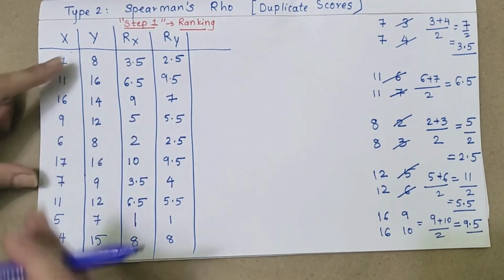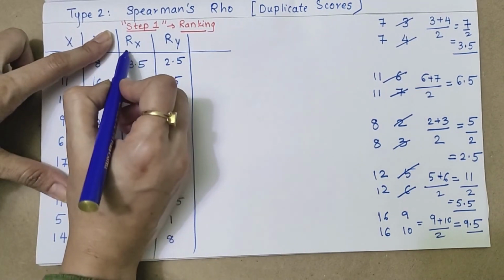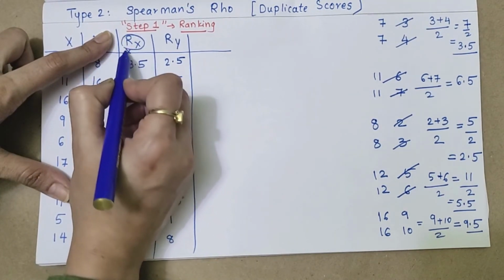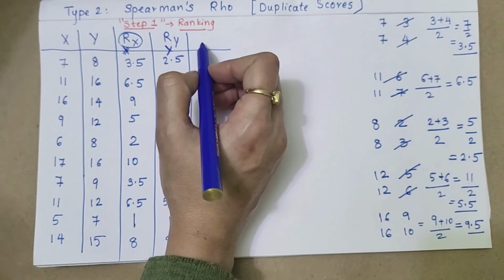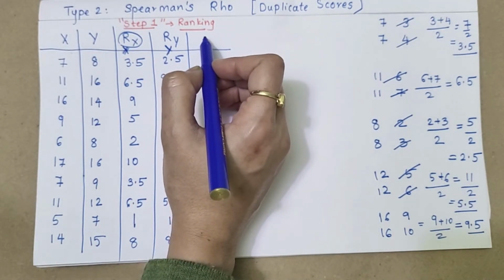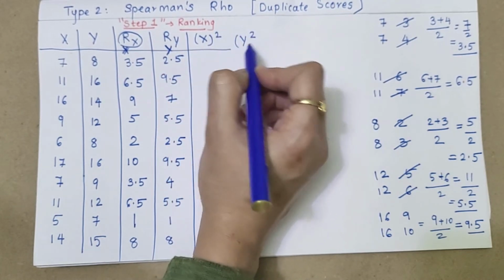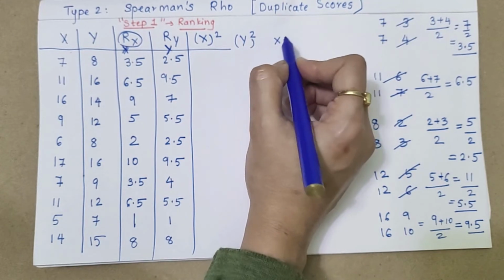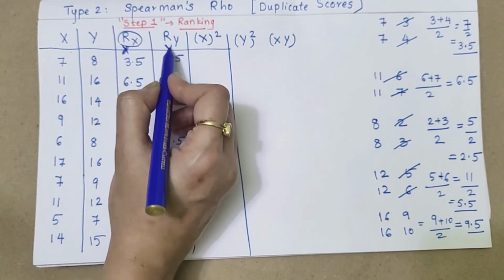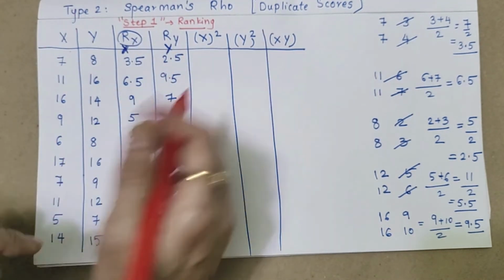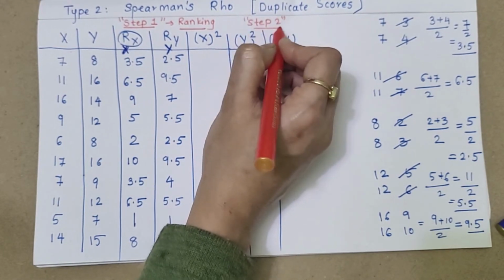Now in any of these problems, you have to forget about what was X and what was Y. This is your new X and this is your new Y. Now we have to calculate according to the formula. So now we want X square, we want Y square, and we want X and Y. And as we have considered, this is my X and this is my Y. So these all things are your step 2 after ranking.